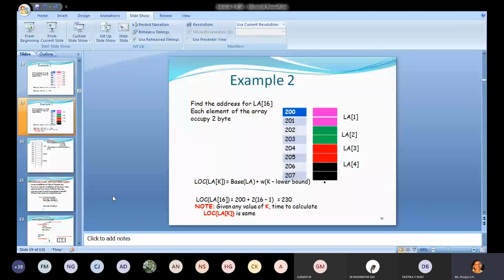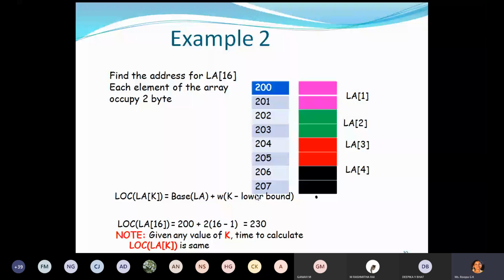Now, should I explain this one? Base address is 200 plus W value is 2 into 16, which you are going to calculate, minus 1, which is nothing but our lower bound, which is equal to 230. 16 minus 1 is 15. 15 into 2 is 30. 200 plus 30. And this is just a note: given any value of k, time to calculate the location of LA of k is the same. Okay, this is with respect to the efficiency of the computer. It doesn't matter what the value of k is.